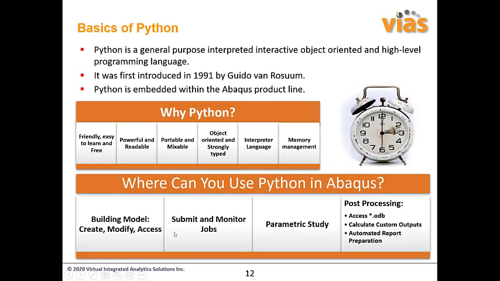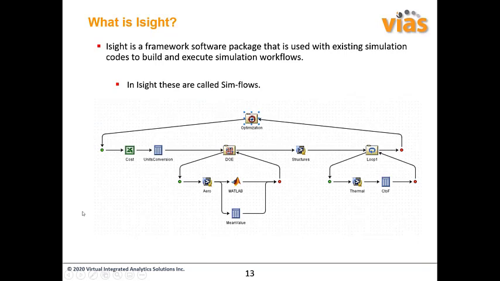Memory management, etc. And very importantly, in the context of this webinar, where can you use Python in Abaqus? You can use it for pre-processing, building the model, creating, modifying, and accessing, submitting and monitoring jobs, parametric studies where you want to vary several parameters across a model, and post-processing, accessing the ODB and customizing the ODB outputs, which can also consume a considerable amount of an analyst's time.